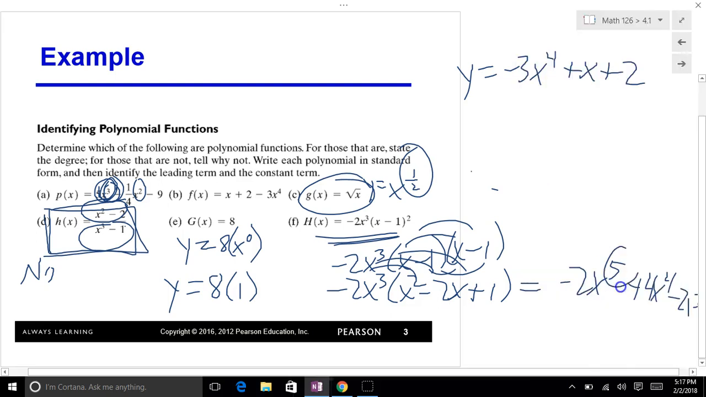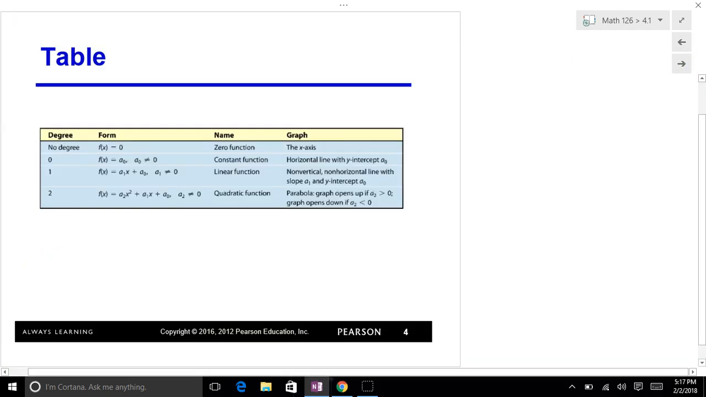So it's a fifth degree polynomial. Okay, so yes, that is a polynomial. Let's move to the next one here.